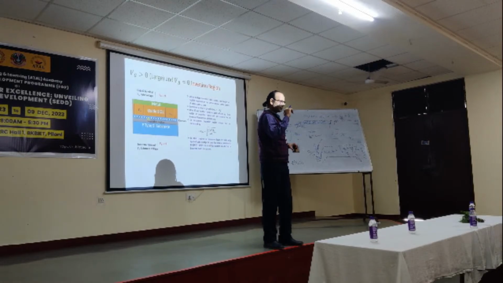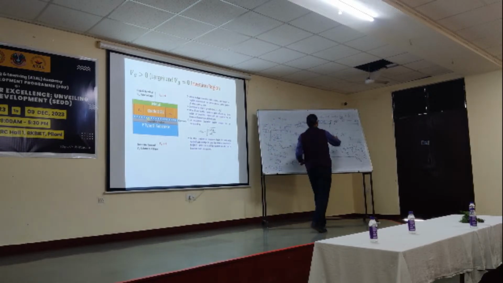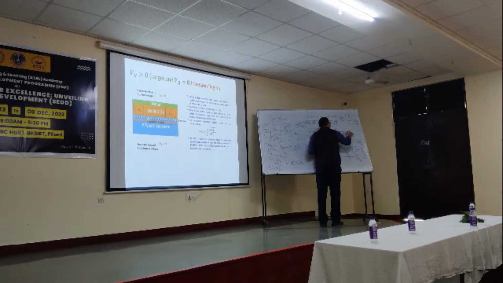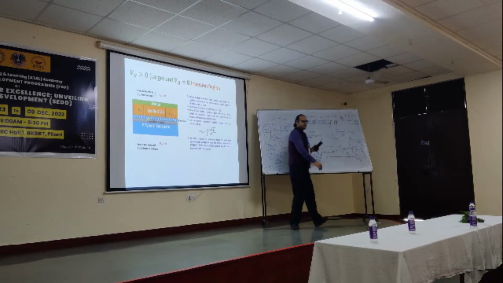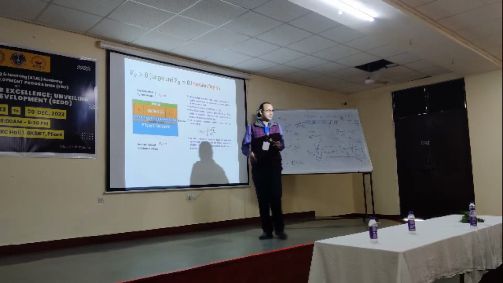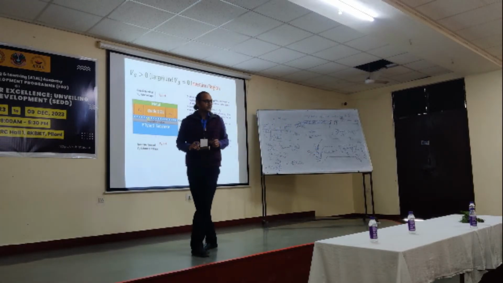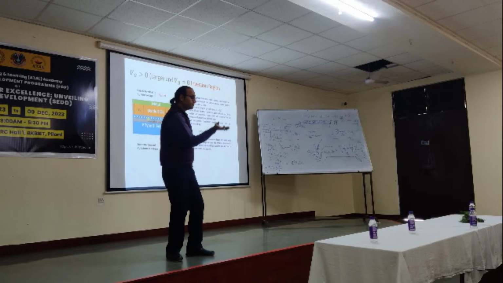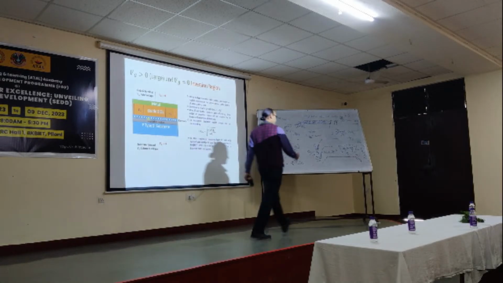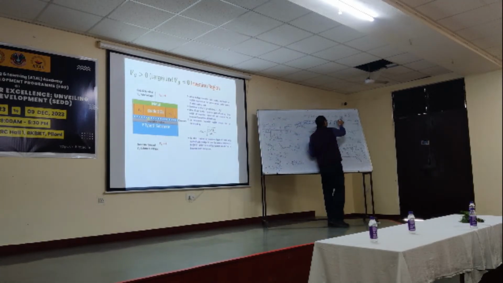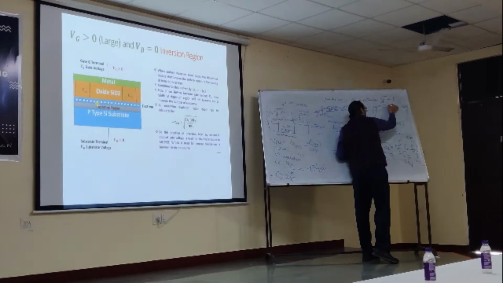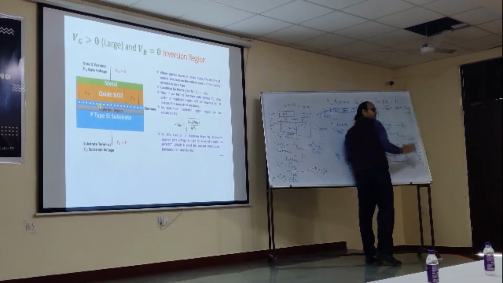Only acceptor ions, not electrons. These are fixed ions. They cannot carry current. They can generate electric field only. And our target is to invert the surface. Invert means I want mobile charges, mobile carriers. We want electrons here. So there are two processes.